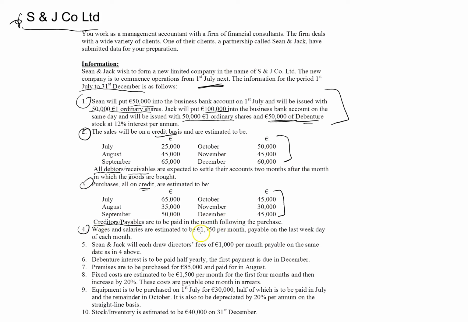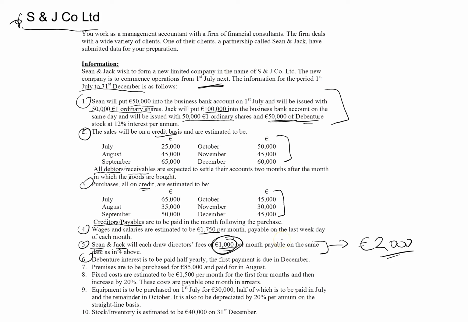Wages and salaries are estimated to be 1,750 per month, payable on the last weekday of each month. Sean and Jack will each draw directors' fees of 1,000 per month, payable on the same date as above. So just to clarify that, Sean is drawing out 1,000, Jack is also drawing out 1,000, so we'll have directors' fees here of 2,000 in total. The debenture interest is to be paid half yearly. The first payment is due in December.